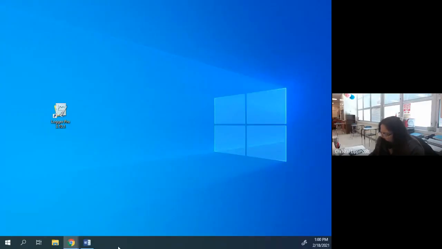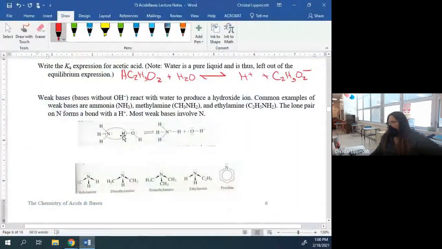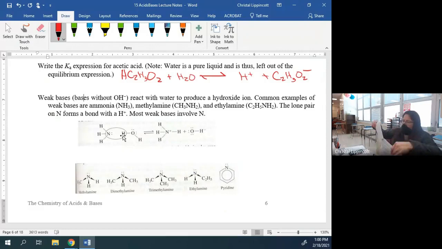Pull up our notes from yesterday. Okay, so I believe this is where we left off yesterday in our packet. As we continue to move through here, we've got our weak bases that we had started to talk about.